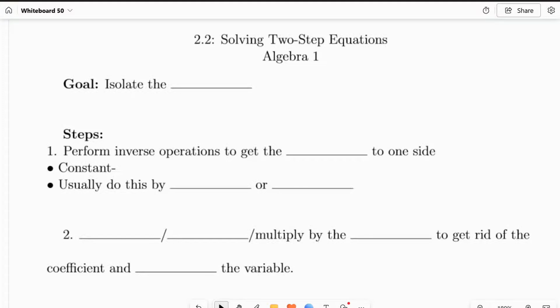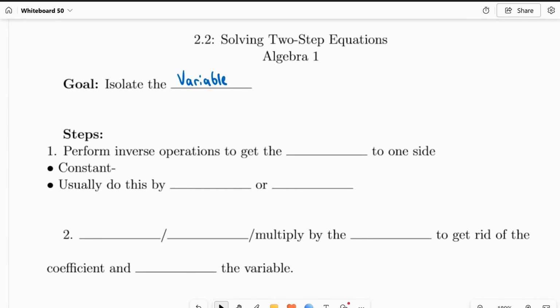Solving two-step equations. So this will be the first lesson for chapter 2 this year. And what we are looking at is solving equations for variables. So whenever you're solving equations, the main goal is to isolate the variable. Okay, so how we're going to do that?